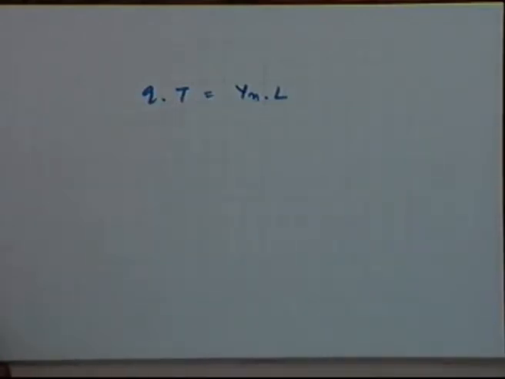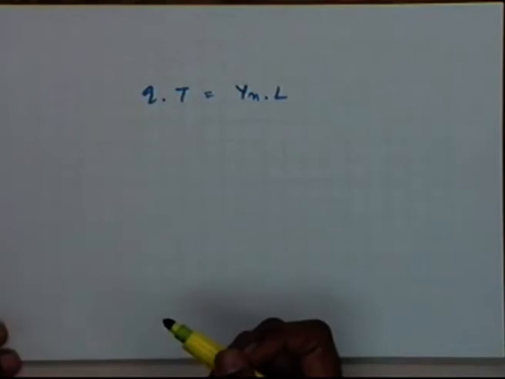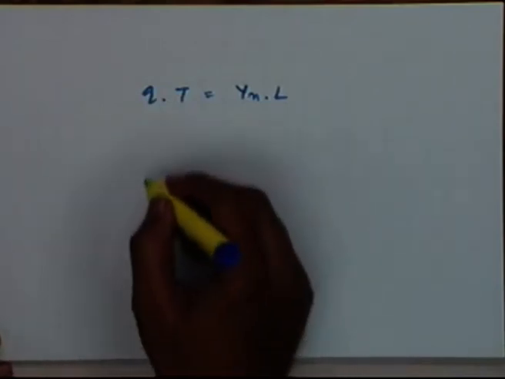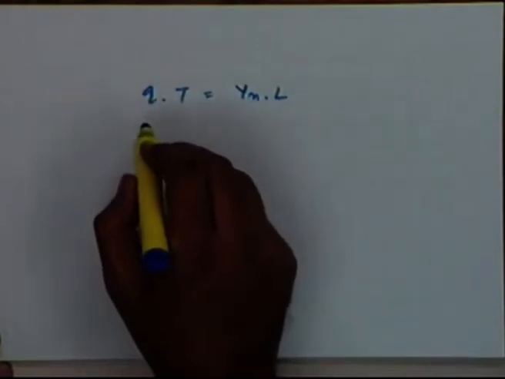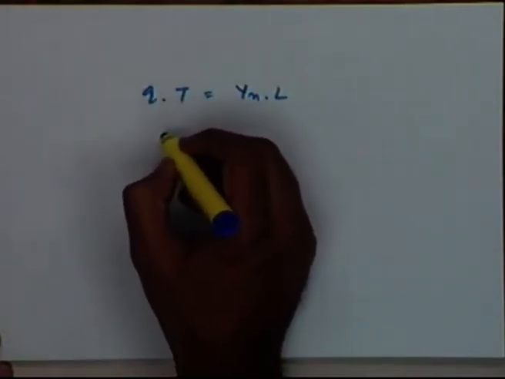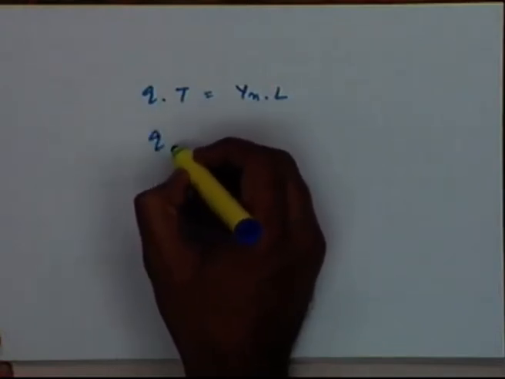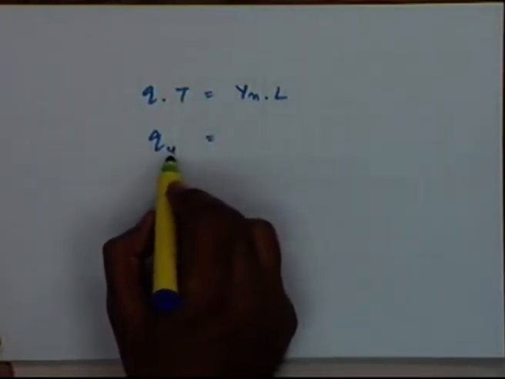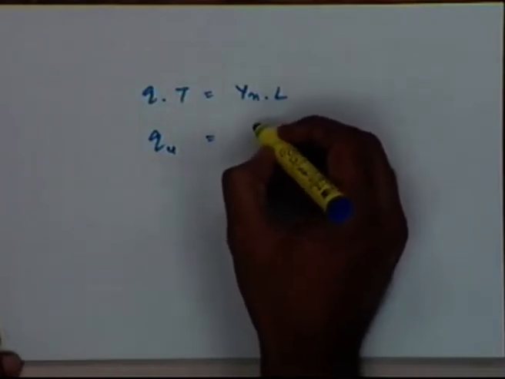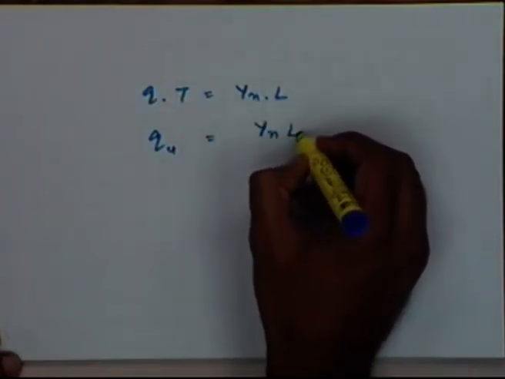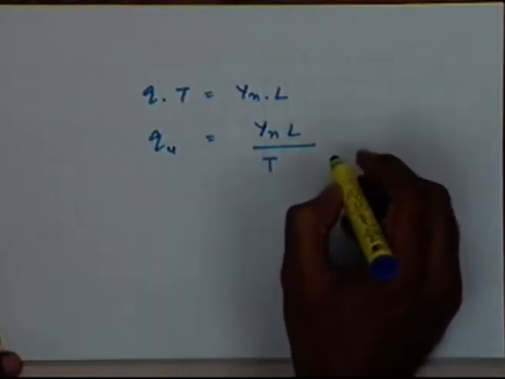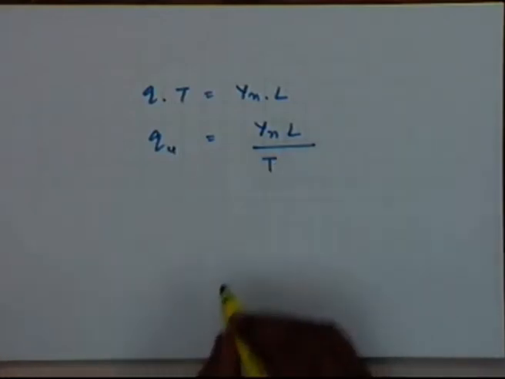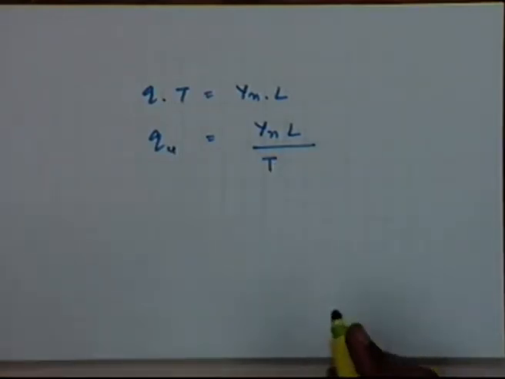Let's assume that your interest is the inflow rate. You want to know how much the inflow rate should be. Let me call it QU, to make it per unit width. This will be equal to Yn into L by T. Now this T is the application time, or the opportunity time.